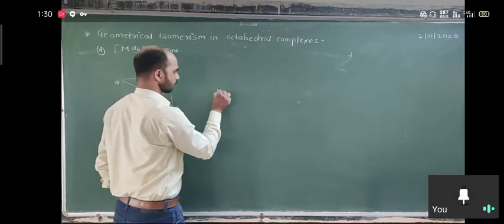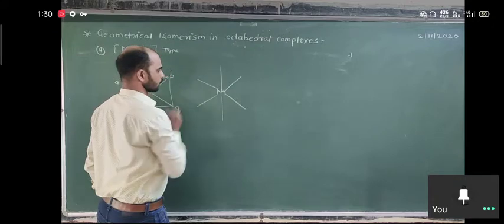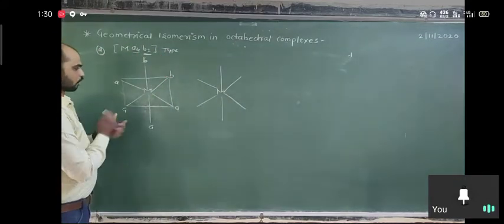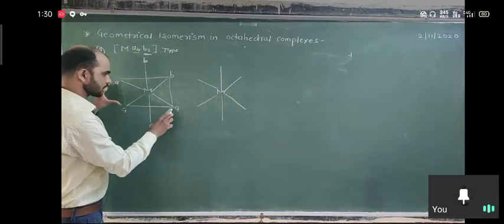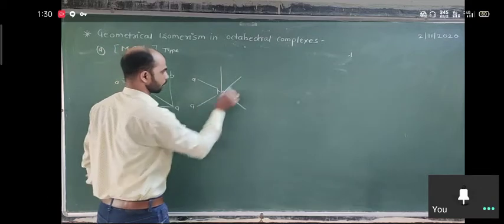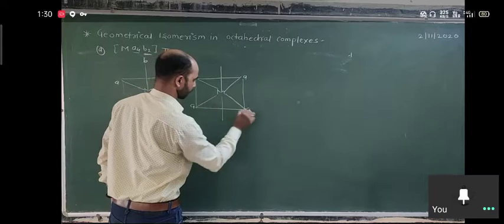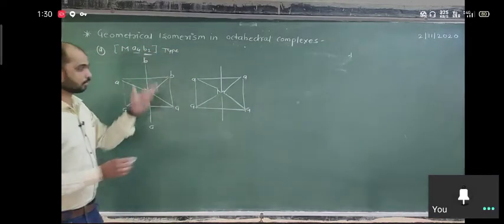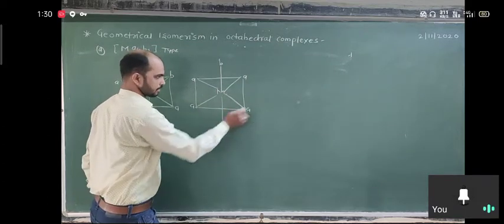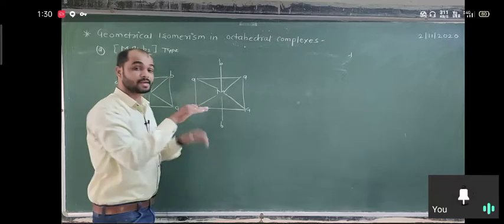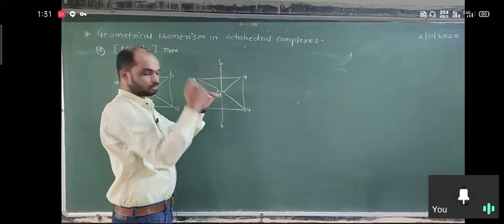For trans, it is difficult to draw directly trans, meaning all ligands are trans to each other. So these 4 ligands which are similar are part of a plane. Okay, and the 2 ligands, one B is here, another B is here. That means all these A ligands are cis to each other, but they are in a plane. If we cut the plane, B is above, another B is below.